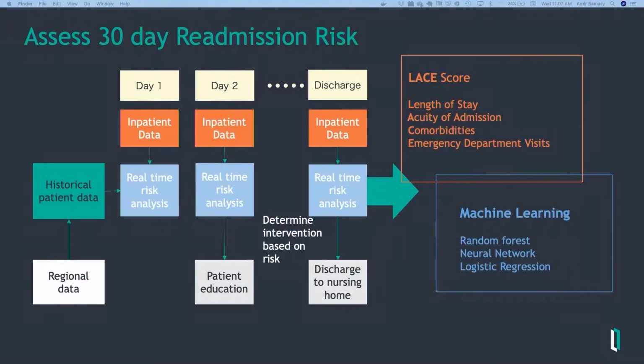Many hospitals and organizations use it. They modify it and make it suitable for their own organization. Don mentioned yesterday the area under the curve is about 0.6-something. You know, 0.5 would be a coin toss. 0.7, 0.65 is sort of what the LACE performance is.